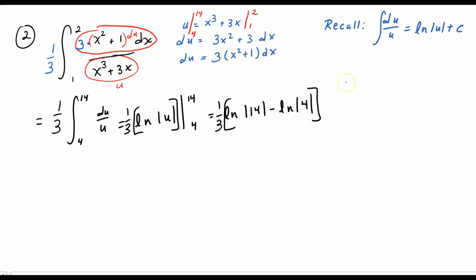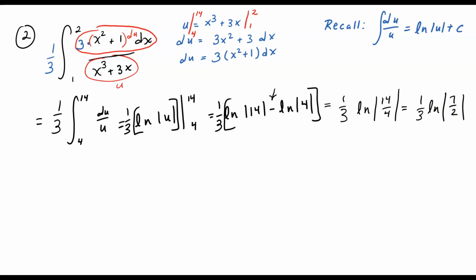Nothing really to it. Of course, I can simplify this by the laws of logarithms. If you remember anything from the laws of logarithms, subtraction means division. And so this becomes 1/3 of the natural log of 14 over 4, which is 1/3 of the natural log of 7 over 2. And so we have our answer. Because this is going to produce a positive value, you really don't need the absolute value, but we're going to keep it like that, just so you know.